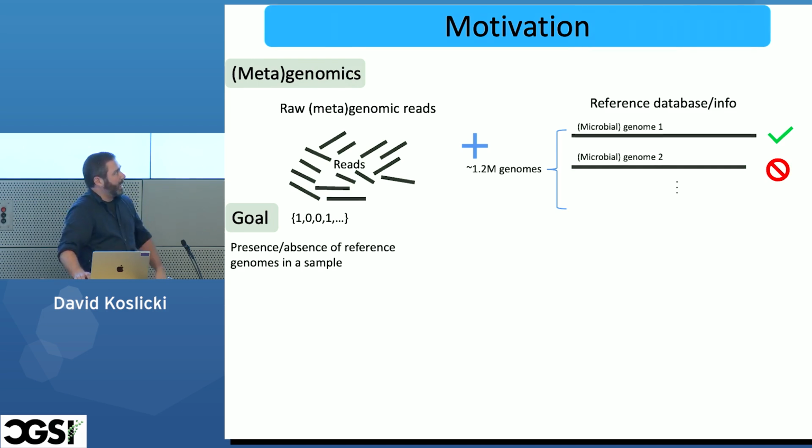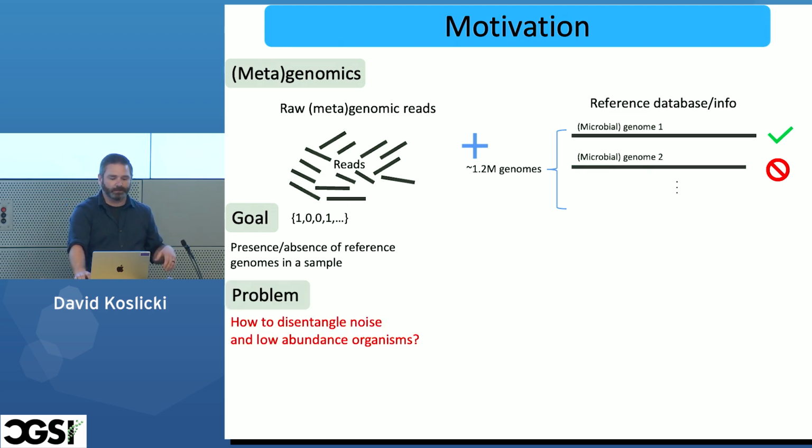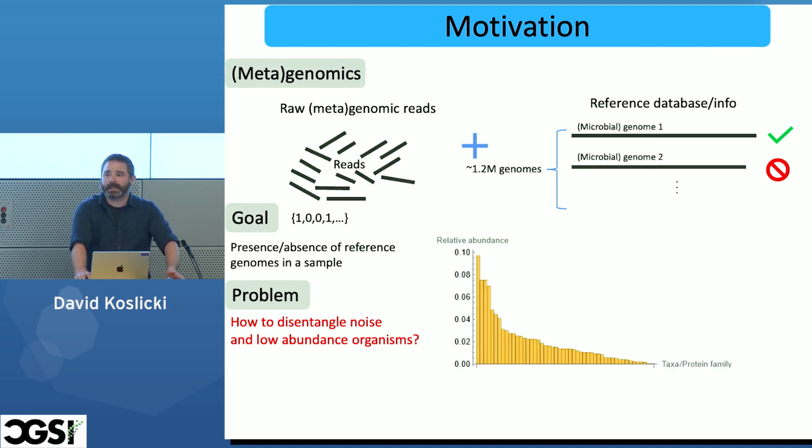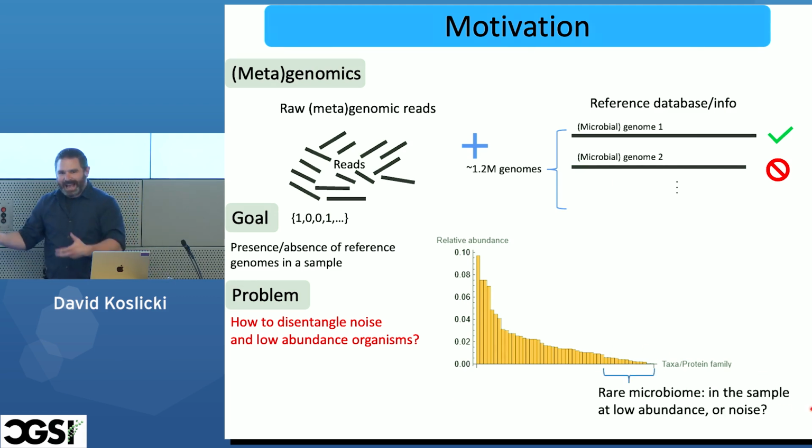So essentially, abstracting this way away, we just want a binary vector, presence or absence of these reference genomes in my sample. One big problem that plagues metagenomics is: how do you disentangle noise from low abundance organisms? If you look at a typical environment's distribution of organisms versus their relative abundance, they often have roughly this kind of shaped curve. Way down here with these low abundance organisms, it's often hard to figure out: are these actually present? Or is this noise introduced by whatever computational method I'm using to solve this problem?